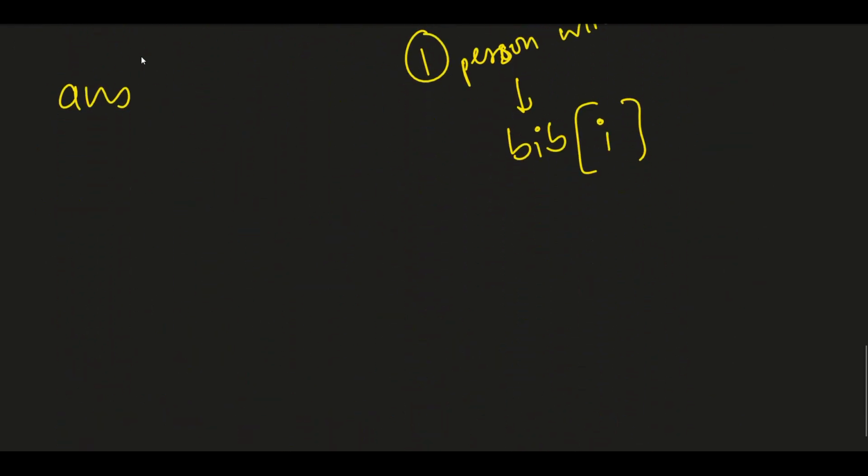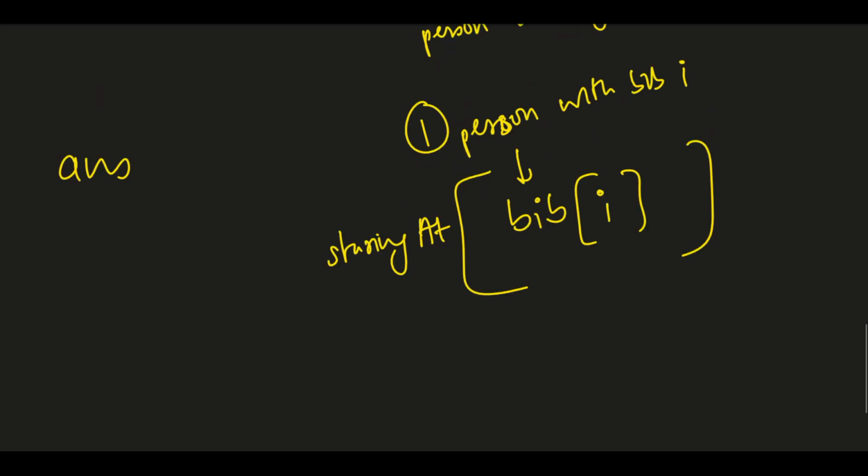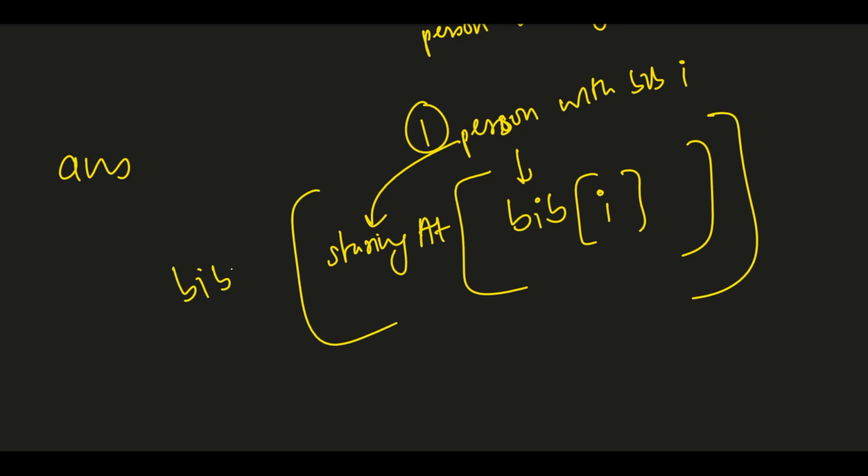So I will first do bib of I. Then I will find the person who is staring at this person. So I will find the staring at of bib of I, right? Okay, the person who is staring at another person. And I will finally find the bib of that person. So I will find the bib of the person staring at the person wearing the bib I, right? So this is the answer, right?